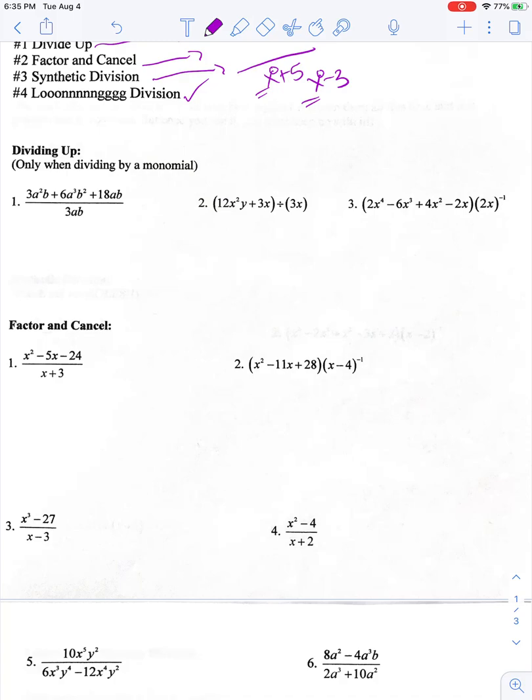Okay, so 1, 2, and 3, I'm just going to do one of them. You're just dividing up, so you're going to divide and subtract your exponents. There you go. Piece of cake, not a problem.